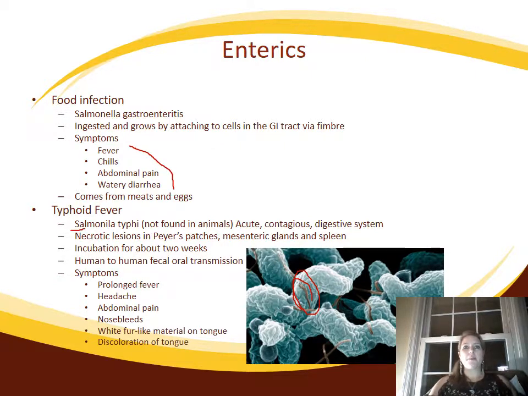Typhoid fever comes from Salmonella typhi, and Salmonella typhi is not found in animals, despite the fact that you've got the little salmonella there.